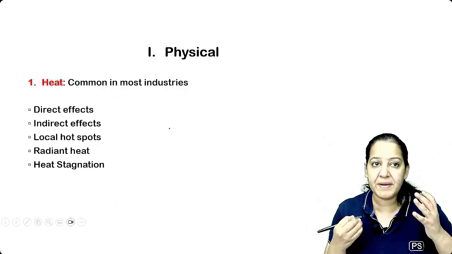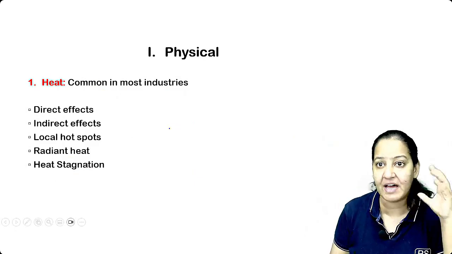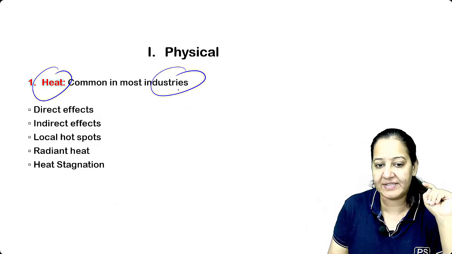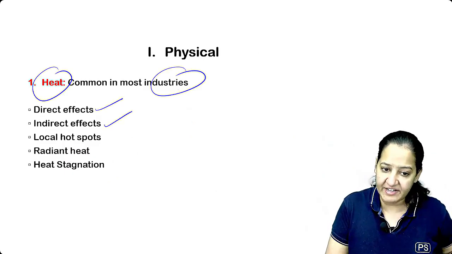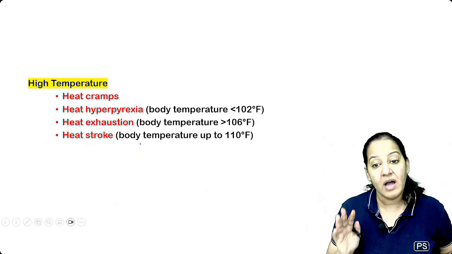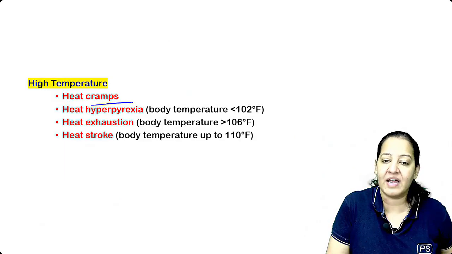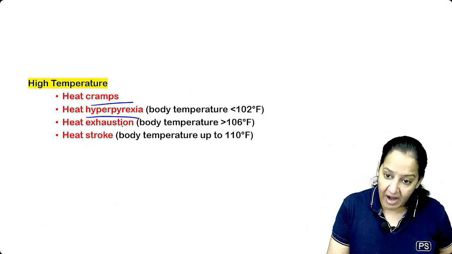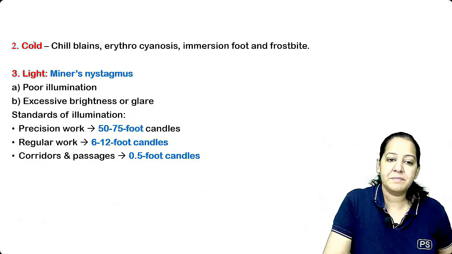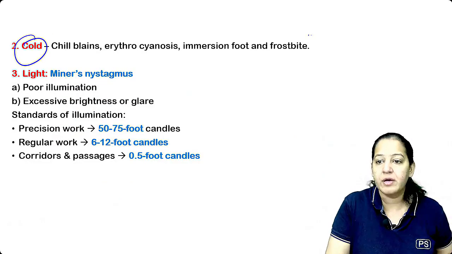Now, some factories are very hot. There is abundant heat inside the industries and factories. So that can have a direct effect, indirect effect, hot spots, radiant heat, stagnation can be there. In high temperature, the person can have cramps. The person can have hyperpyrexia, heat exhaustion, heat strokes can be there. Sometimes in extreme cold, frostbites are common.